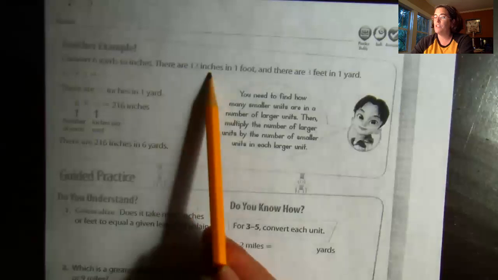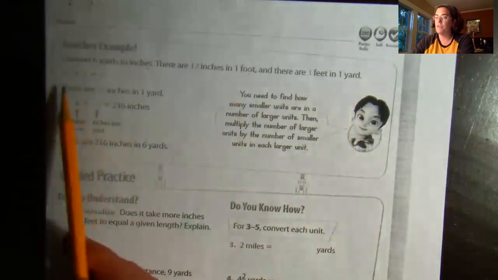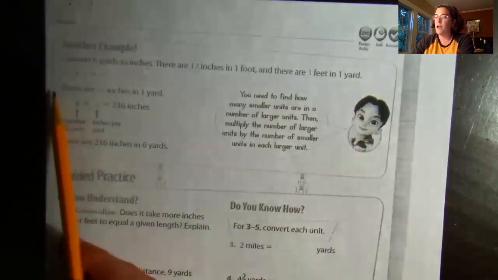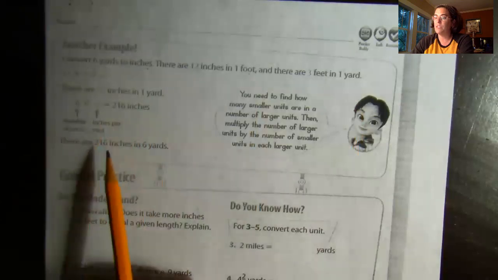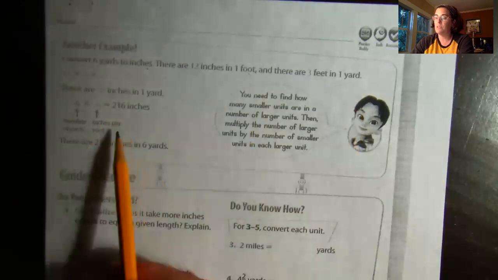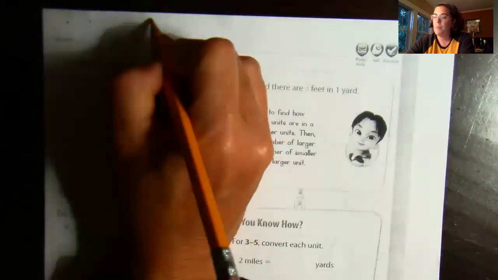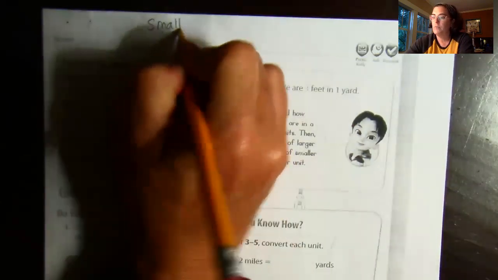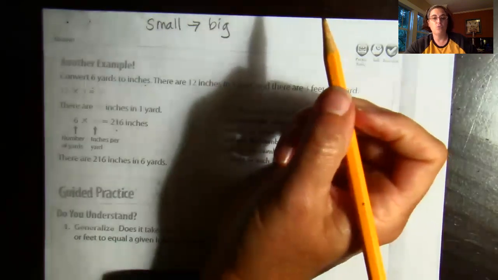So there are 12 inches in a foot, and there are 3 feet in a yard. So we're going to multiply first the number of yards to feet. So we go 6 times 12. And then that answer times 3, and our answer is 216 inches. At the very top, I want you to write small, arrow big. We are going to do what? Multiply or divide, do you remember?